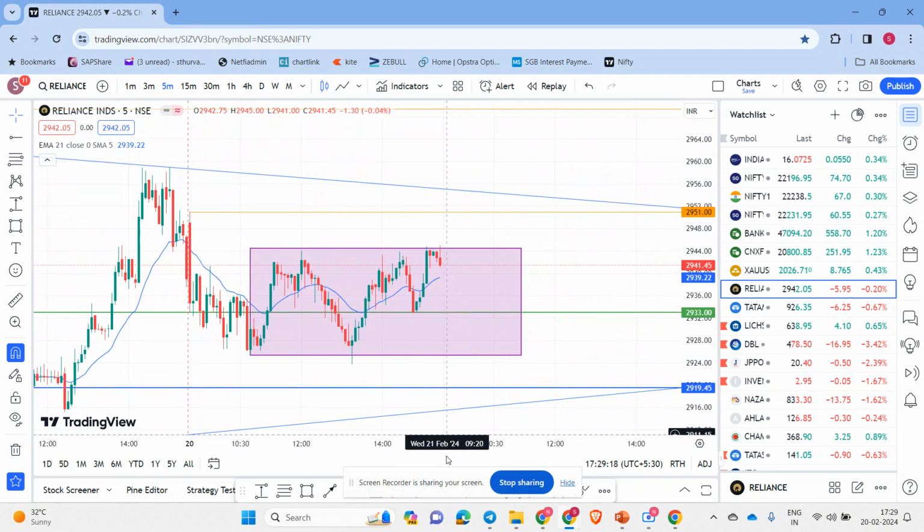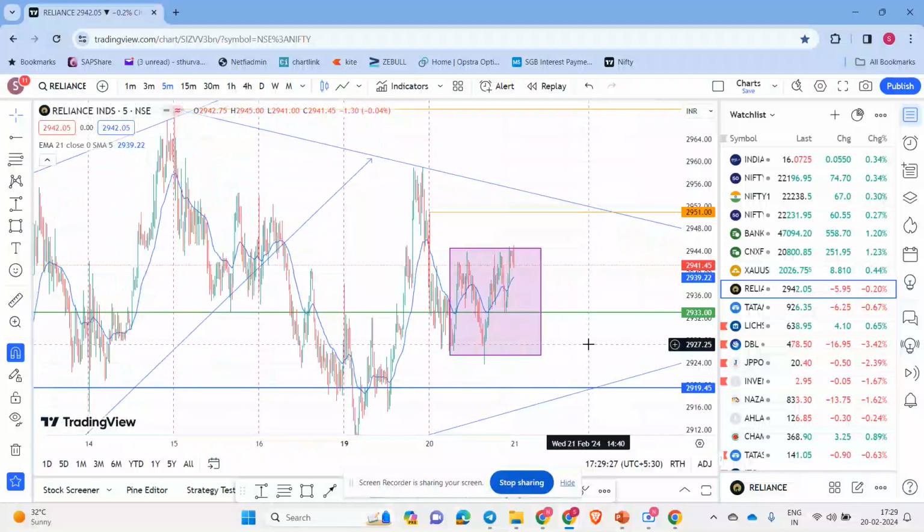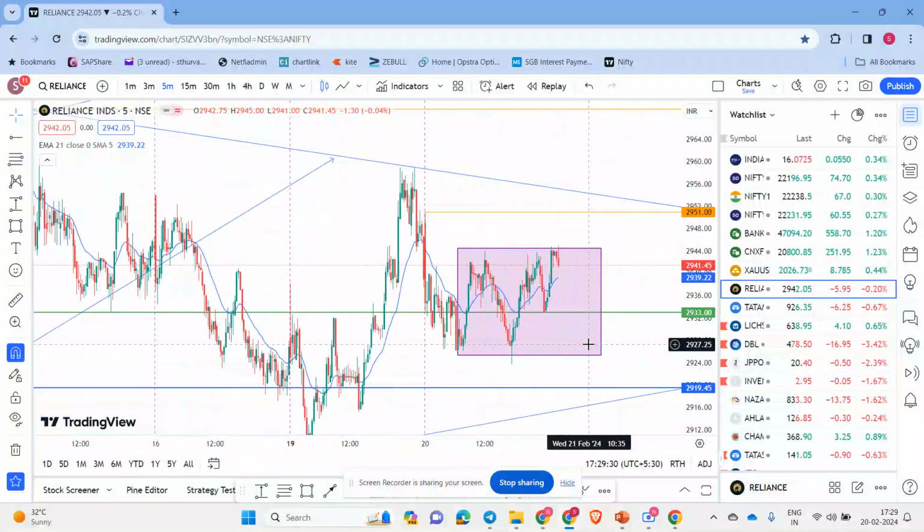Since it is working in a box, getting converged like a triangle, it is very hard to decide how the market is going to trade tomorrow, and it looks very confusing for Reliance. So as I said, if it breaks today's high, go for long. At least the all-time high we can expect. That is the high probability scenario I could see.